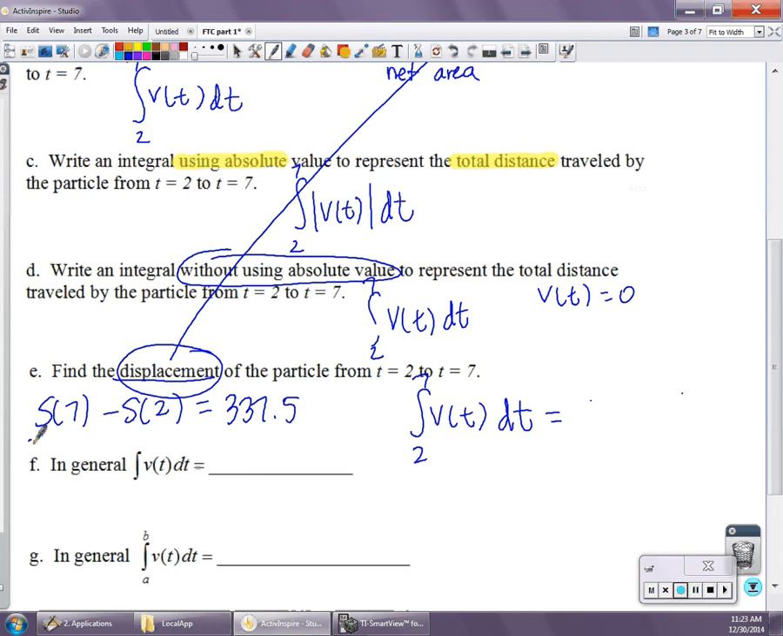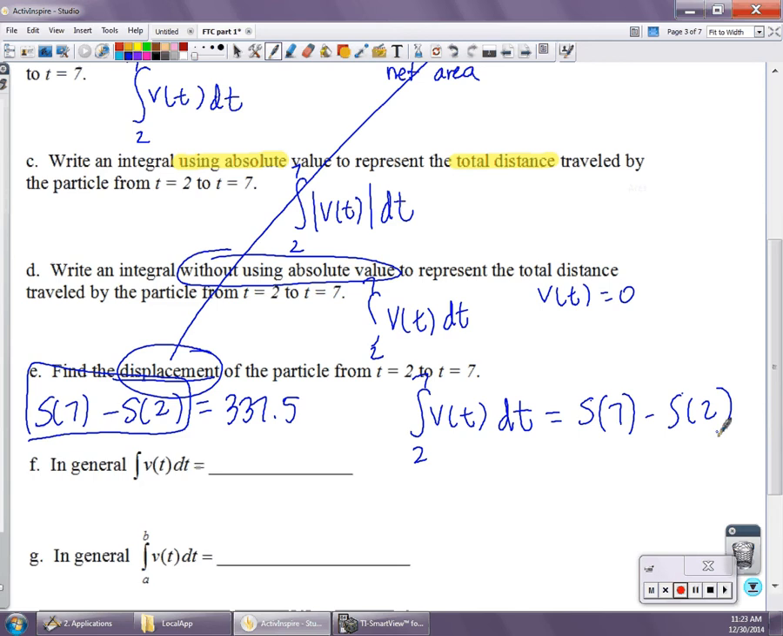So, notice what we did. We substituted the upper bound into the position function and the lower bound, thus telling us that if we want to find the displacement, we find the antiderivative of the velocity function, evaluate it at the upper bound, and evaluate it at the lower bound. This is the fundamental theorem of calculus. So it's the analytical approach of evaluating definite integrals.